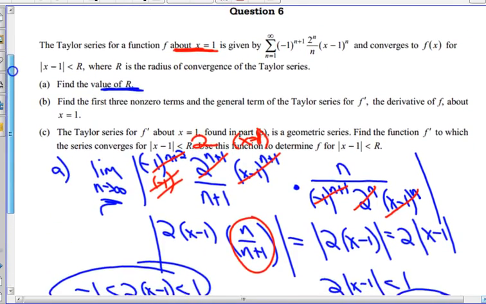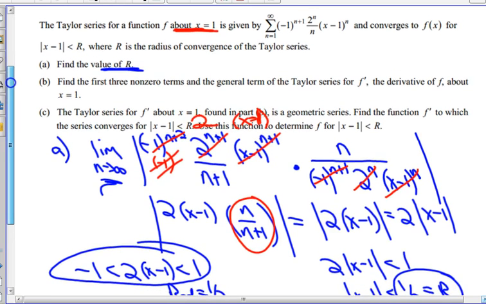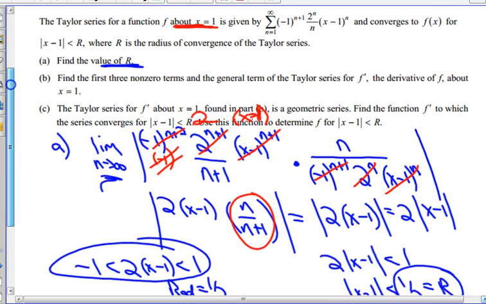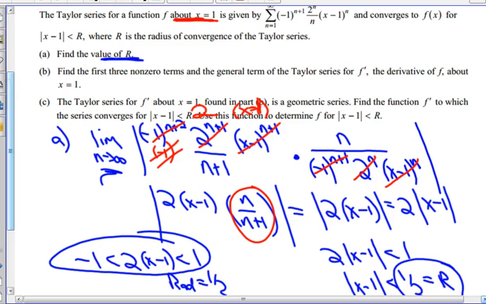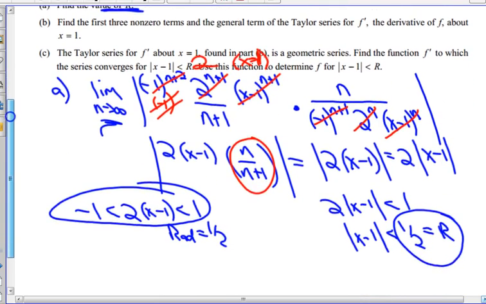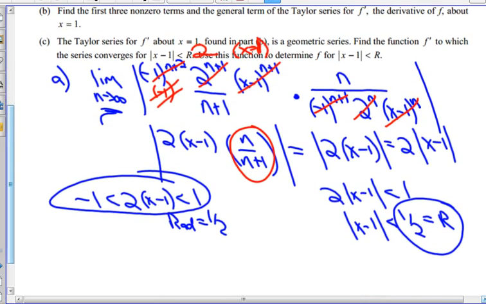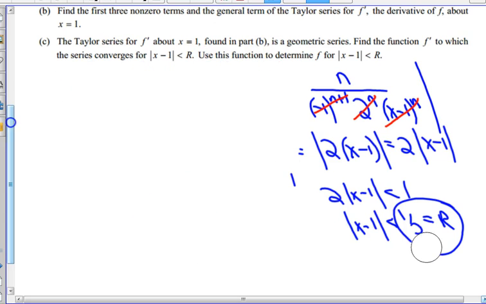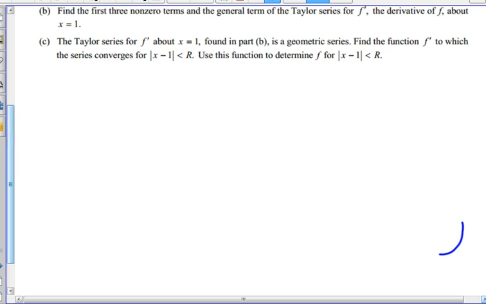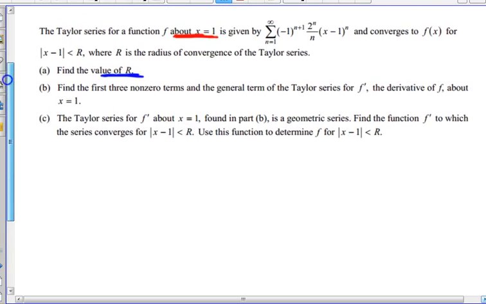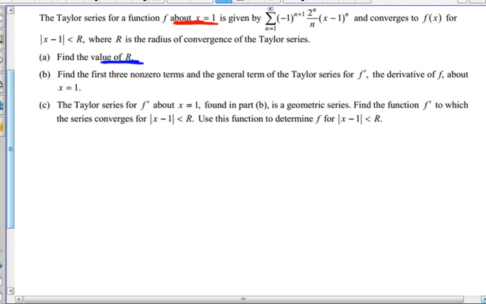All right, second part. Find the first 3 non-zero terms and the general term of the Taylor series for the derivative, for f prime, the derivative of f about x equals 1. And again, "about x equals 1" is nothing that we really need. It's that throwaway phrase. It's just saying, hey, we made this at 1, which we can kind of tell. All right, just so we can keep the question on the screen, I'm going to take this part and erase it. And let's just start with a clean screen here. So now we're doing part B. And let's scroll back up so we have the full question on here. All right, part B. First 3 non-zero terms and the general term for f prime.